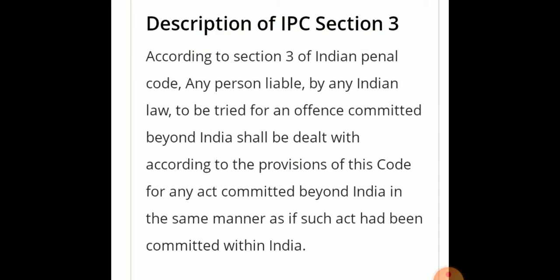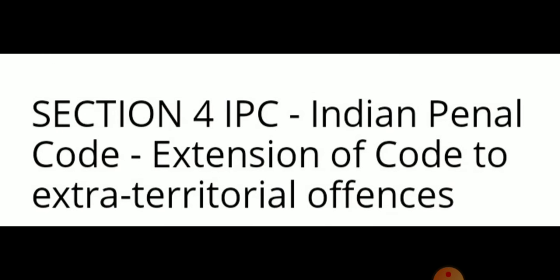Section 3 states about the punishment of offences committed beyond but which by law may be tried within India. According to Section 3 of Indian Penal Code, any person liable by any Indian law to be tried for an offence committed beyond India shall be dealt with according to the provisions of this code for any act committed beyond India in the same manner as if such act has been committed within India.